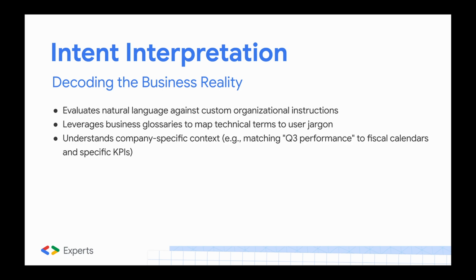The first step is intent interpretation. That's decoding the business reality. Whenever the user puts in a question, for example, what are the top selling products in America, the agent is going to be evaluating the natural language question against the custom instructions. It's going to be understanding what the user is trying to ask, understanding the context, and understanding the actual question in the natural language statement. It's going to be using various business glossaries, instruction sets, and verified queries to map the technical terms to user jargon. So the goal in the end of this step is to understand what the user is basically asking, what kind of data they want out of the agent.